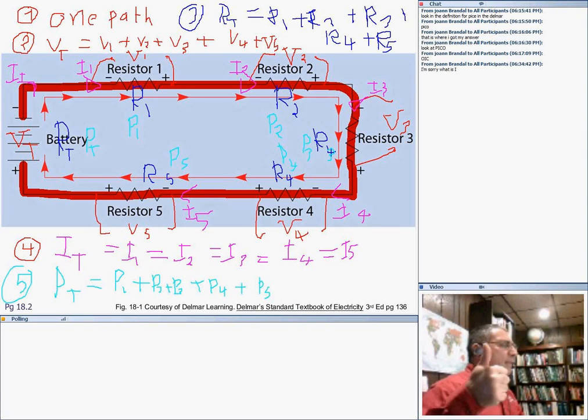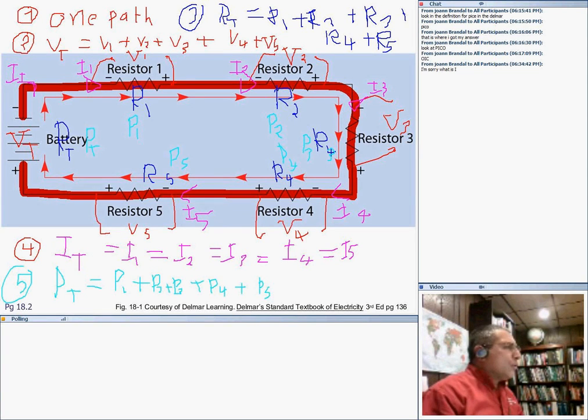Rule 1, guys: a series circuit has only one path. It's a one-way street for the current. It goes one way, always like a loop. Rule 2: the voltage of the source equals the sum of the voltages of all the resistors in the circuit. Rule 3: the total resistor equals the sum of all the resistors in the circuit. Rule 4: the current coming out of the source equals the current in each and every one of these resistors. The same current stays the same.